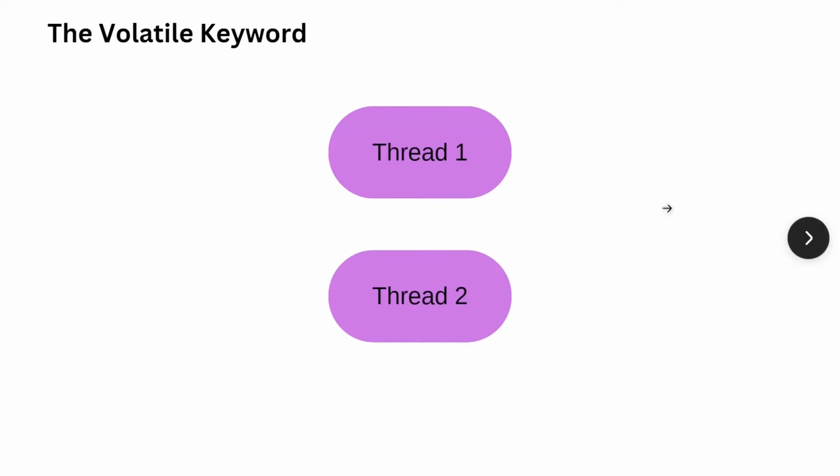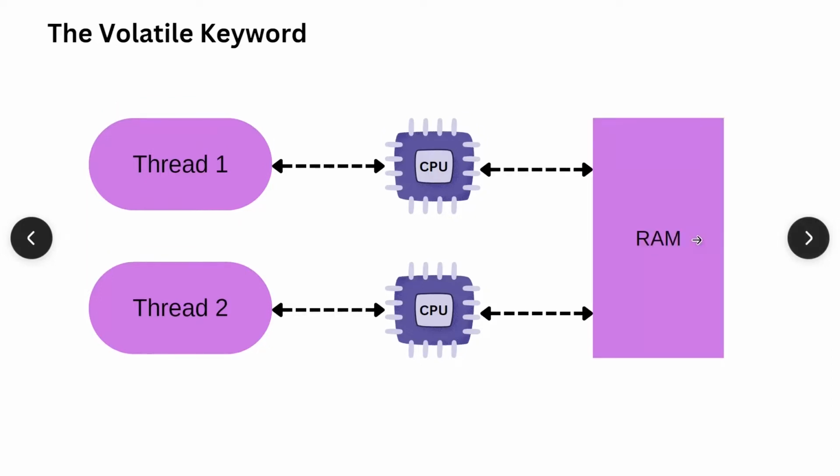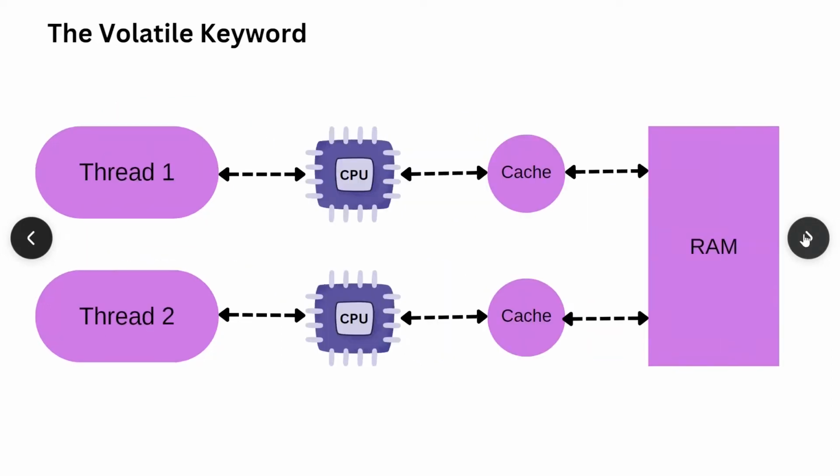So suppose there are two threads, right? And a thread interacts with your CPU, and the CPU in turn interacts with the main memory or the RAM. Now let us introduce our friend cache, which basically helps us in reducing the access time. We know that it is far more efficient for a CPU to access data from the cache than from the main memory, right? And that's why cache comes into the picture, because it gives you fast data access time.